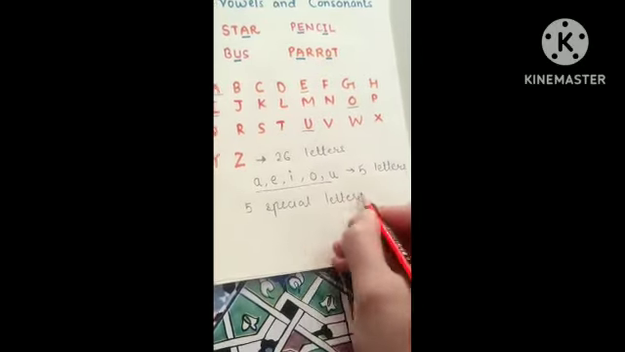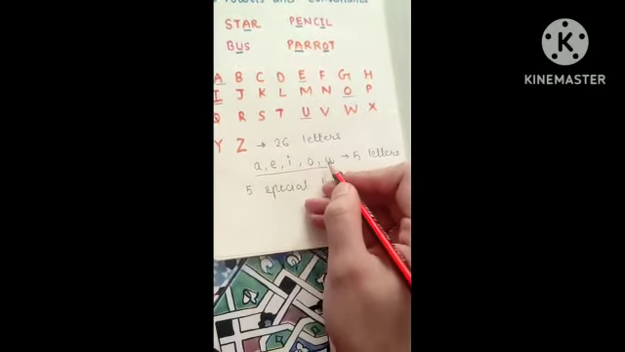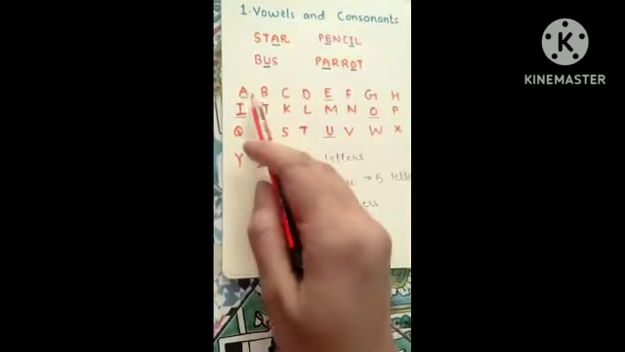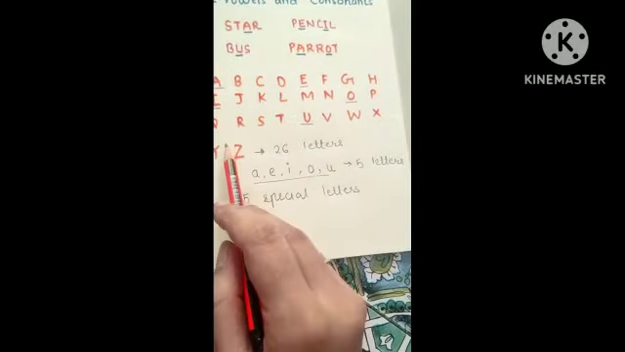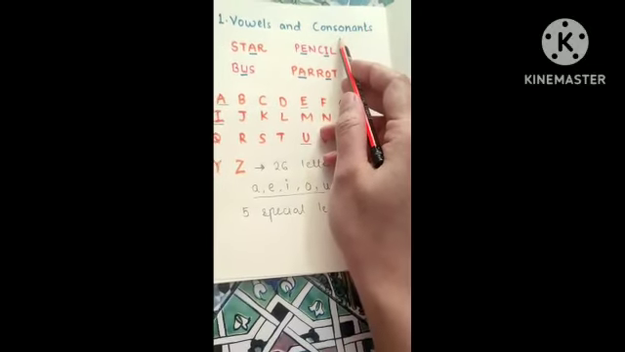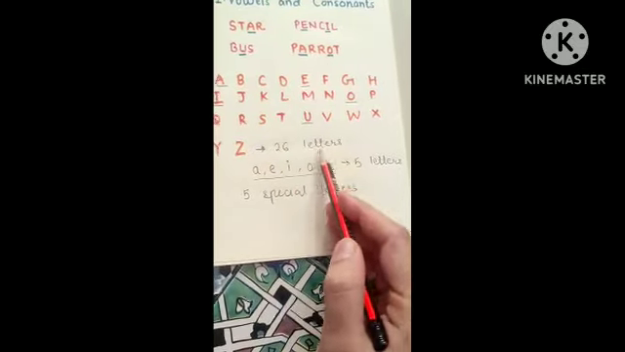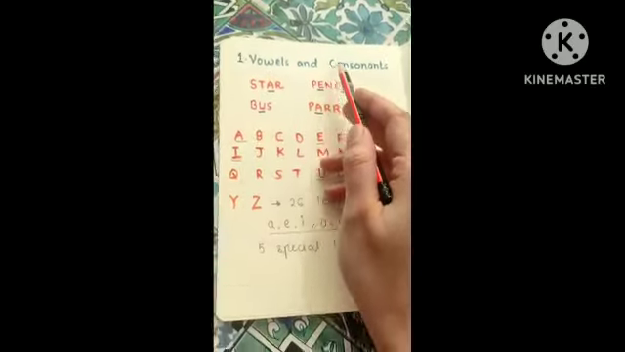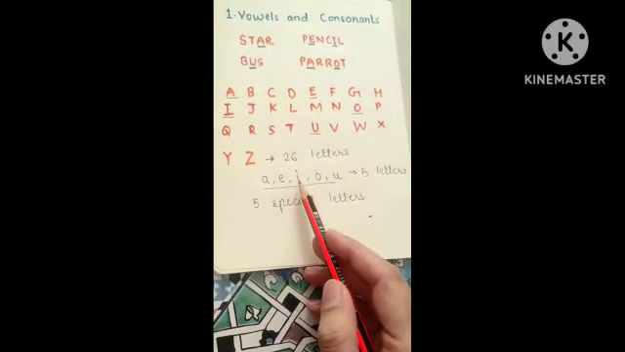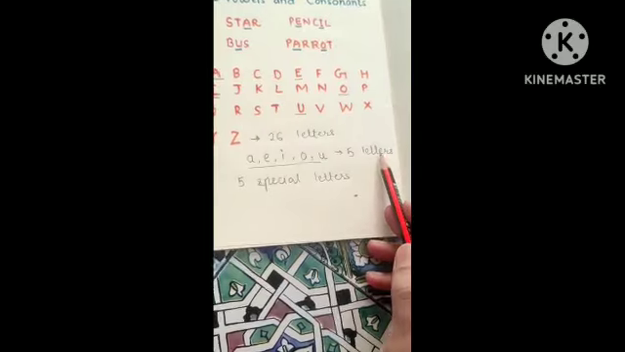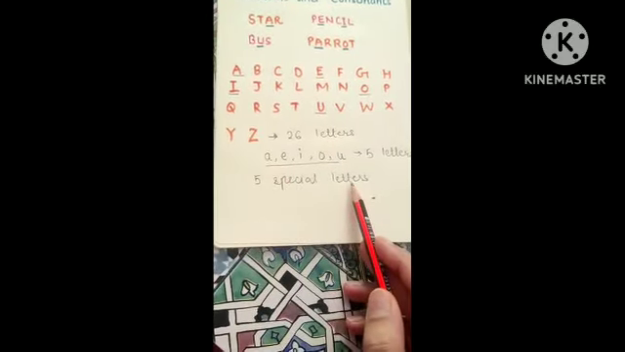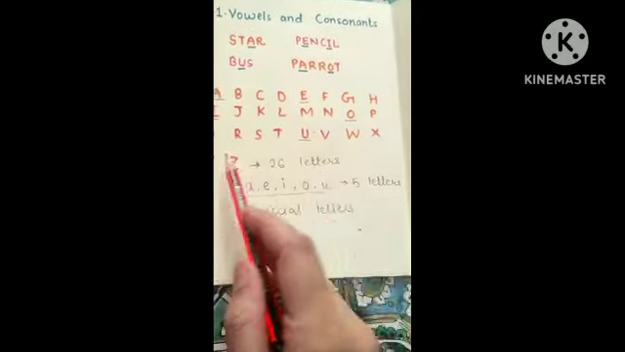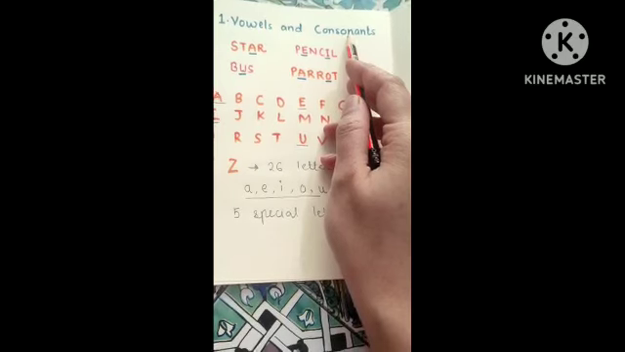These are A, E, I, O, U, and we call them vowels. The other letters are called consonants. So there are 26 letters in the English alphabet which include vowels and consonants. A, E, I, O, U are 5 special letters which have the name vowels. The remaining 21 letters are consonants.